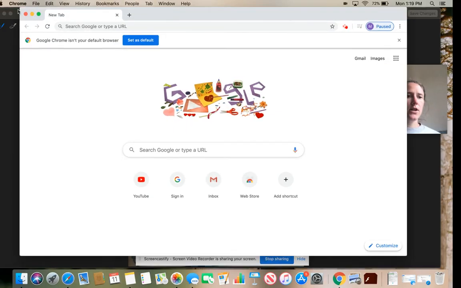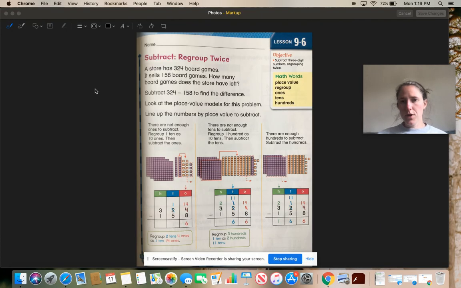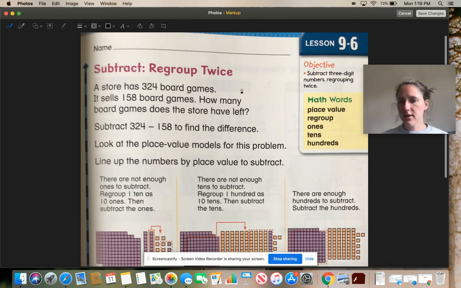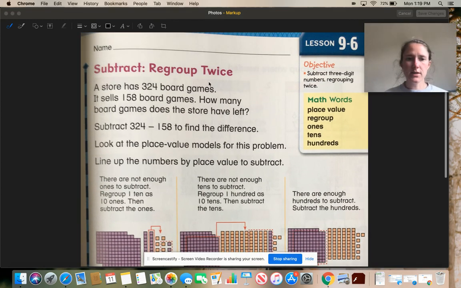Hi, second graders. Today we are going to be working on lesson 9-6 in your math book. So here we go. We are going over our words. So we have our normal words. Man, these words have been very popular the last little bit. So our words: place value, regroup, ones, tens, and hundreds. We should know pretty much what all of those words mean by now. We've been working on them so many days.